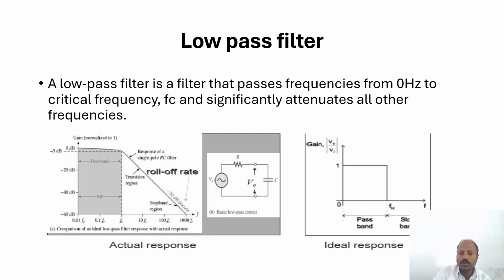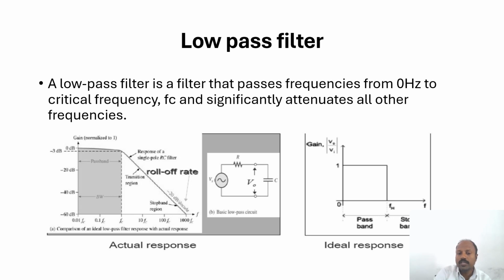So this is the actual response. The actual response will be like this, as shown in this figure, where we allow the low frequency signals to pass through. That's why we have shown the pass band there. And for the higher frequencies we see the roll off rate, so the higher frequencies will be filtered. They will not be allowed to pass through the circuit.